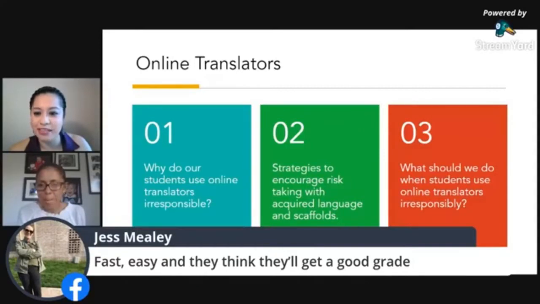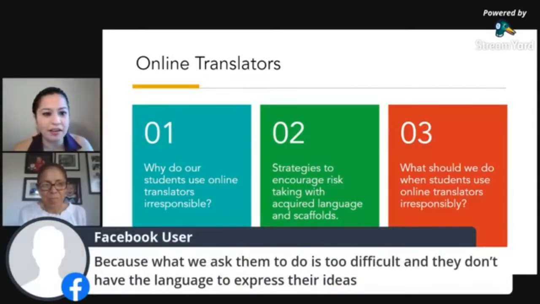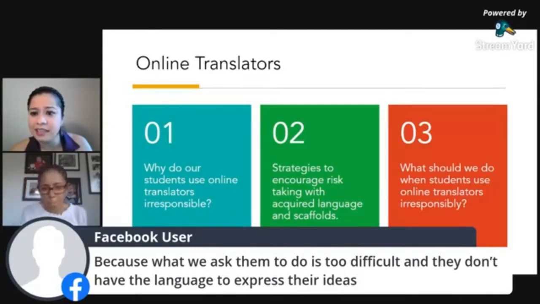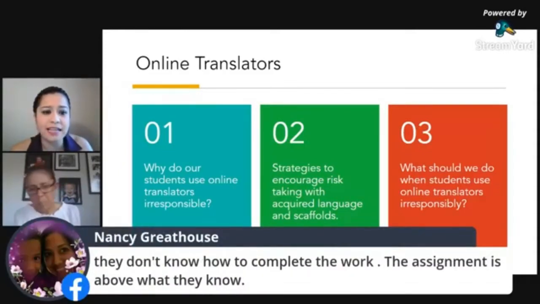Okay, we have another great one that I like right here, because what we ask them to do is too difficult and they don't have the language to express their ideas. I love that. I love this one too. Yes. We have the fast and easy. They don't know how to complete the work. The assignment is above what they know.